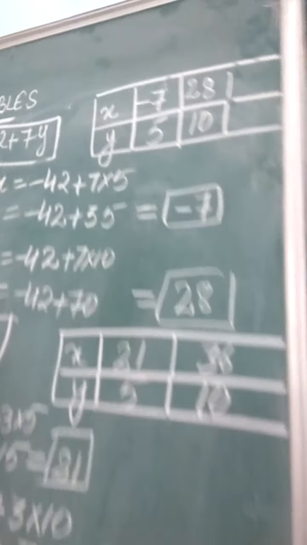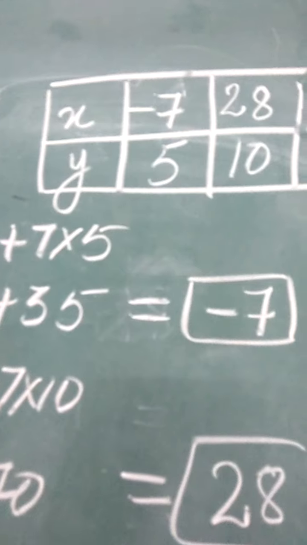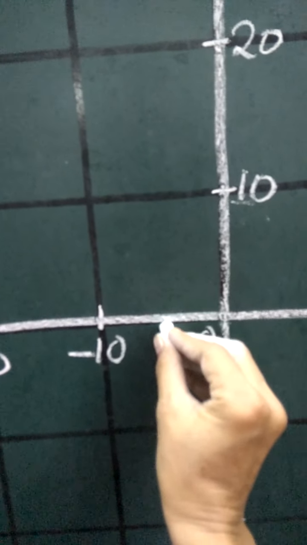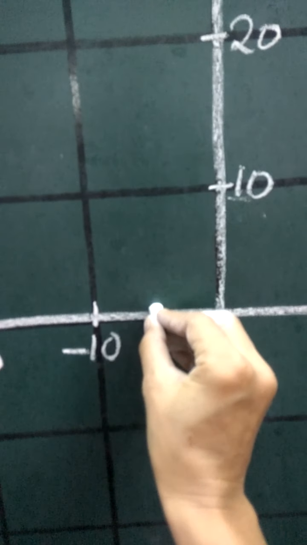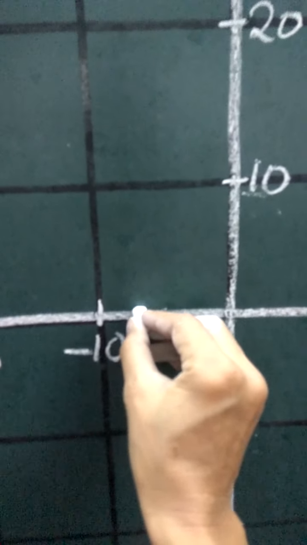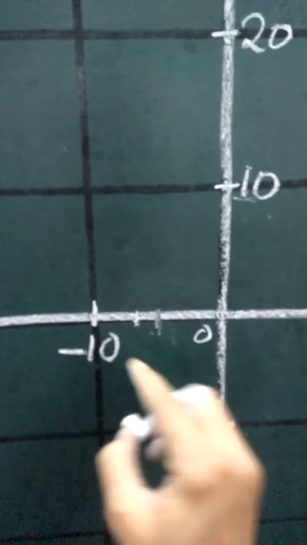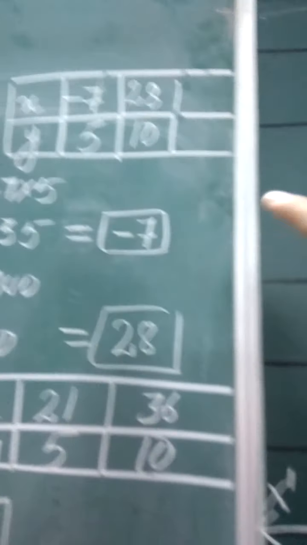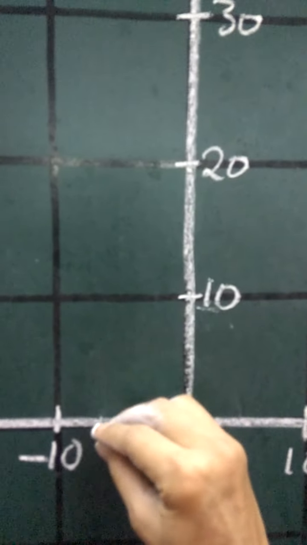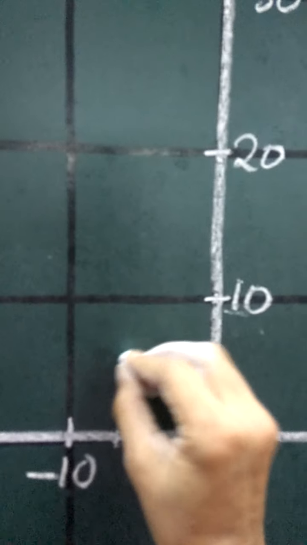Now the first value is x is minus 7, y is 5. So x minus 7, somewhere this is the middle, minus 5. On the graph paper you can count the number of lines. Minus 5, minus 6, minus 7. So approximately this is minus 7 and y is 5. So where do we get 5? Here in the middle. So approximately we'll get this point here. So mark it on the graph paper like this.